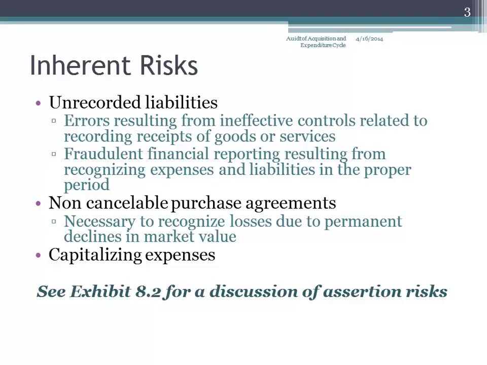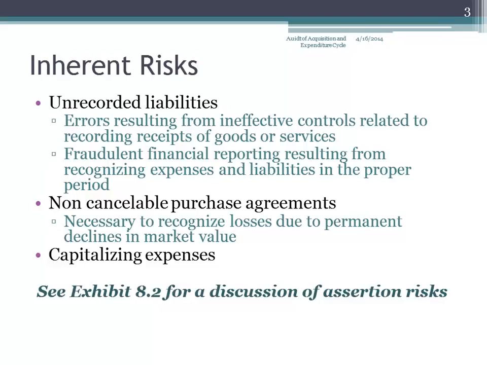So that's why the occurrence assertion is really important in the sales and collection cycle. That's where your risk is. And then on the flip side, with the acquisition and expenditure cycle, if they're going to manage earnings or make their income seem better than it really is, then they would try to understate expenses, not overstate expenses, right? Okay, so we're concerned about unrecorded liabilities.